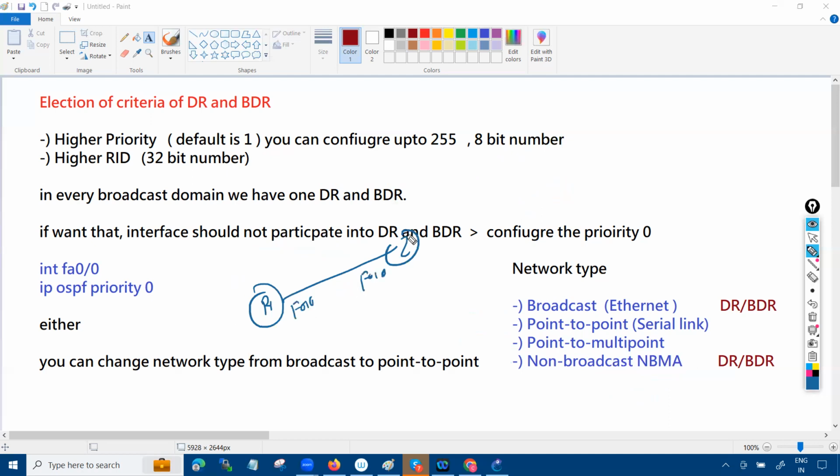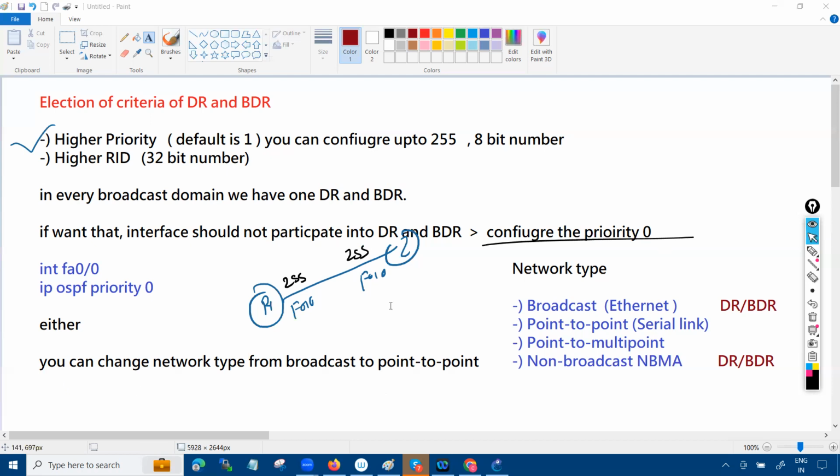Of course, the one with the higher priority. If the priority gets tied, then it will go with the higher router ID. Okay, that's fine. Then he will say, I configured priority 0 over there and priority 0. Who will be the DR and BDR? Priority 0 is a special priority. There will be no DR or BDR for priority 0. Then he will say, okay, that's fine. I have configured priority 255 here and priority 255 over there, but I changed the network type from broadcast to point-to-point.